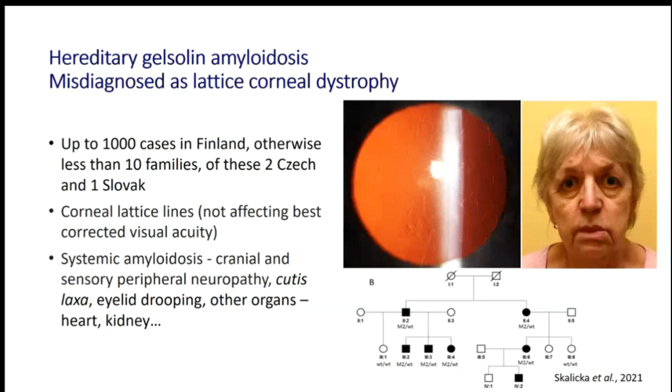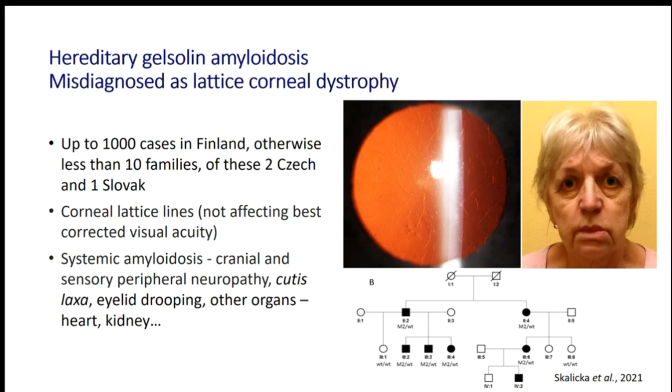Now I go back to the patient that was already shown, with hereditary gelsolin amyloidosis. The current IC3D classification has excluded this type of disease from corneal dystrophies. Previously, it was referred to in many books and papers as lattice corneal dystrophy type 2. However, in the initial stages in patients it's indistinguishable from classic lattice corneal dystrophy. So again, genetic testing is very helpful.